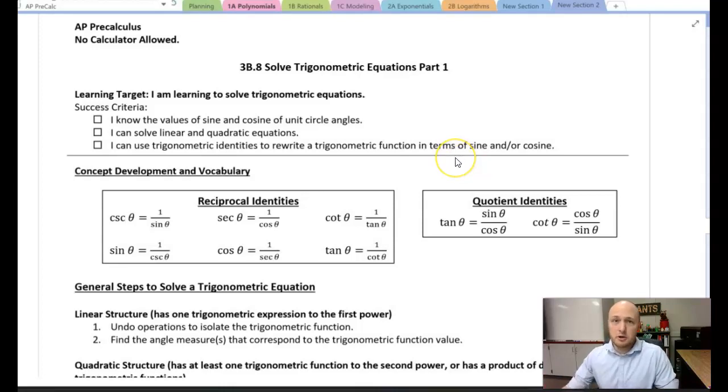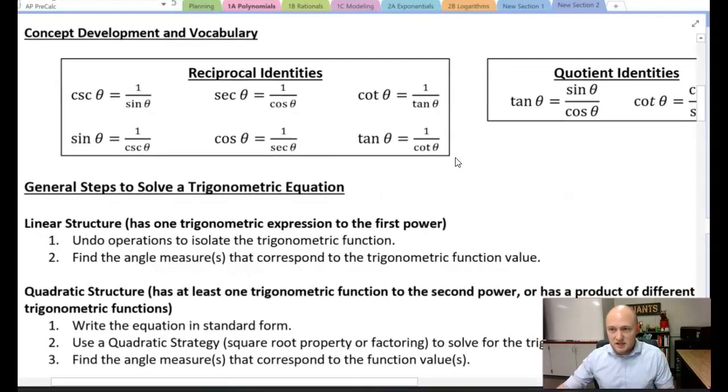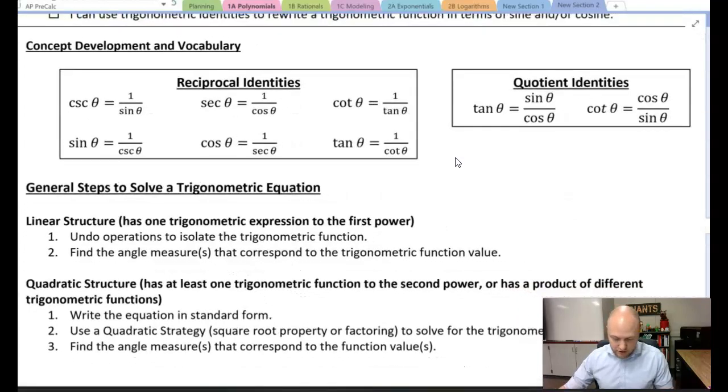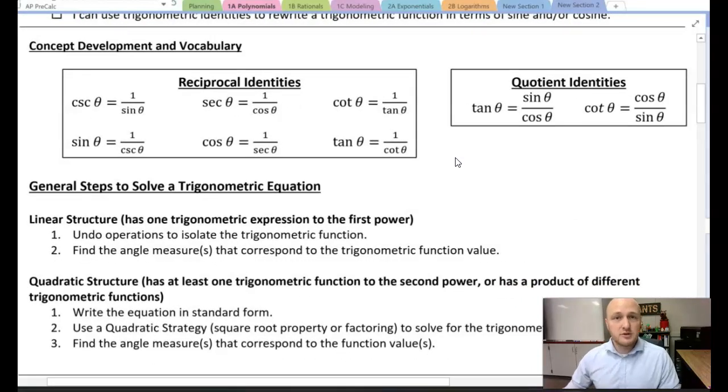But not all equations are going to be given in sine and cosine. We know we have the other four. So let's revisit our trigonometric identities. We have our reciprocal identities, so just remember that cosecant theta is the reciprocal of sine theta, and secant theta is the reciprocal of cosine. Whenever we're given these two functions, we want to rewrite them in terms of sine and cosine. You're just going to take the reciprocal and then change the function to sine theta or cosine theta.